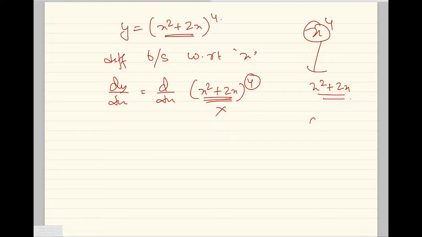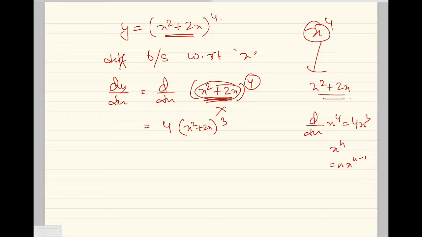What is d dx of x to the power 4? Let me write here, d dx of x to the power 4. You know it. It's 3, sorry, that's 4x cubed, isn't it? By using the formula x to the power n, that's nx to the power n minus 1. So that would give me 4x to the power 3. That's x squared plus 2x, because my x here is x squared plus 2x. I have imagined this is x, into, I need to follow and make a chain.